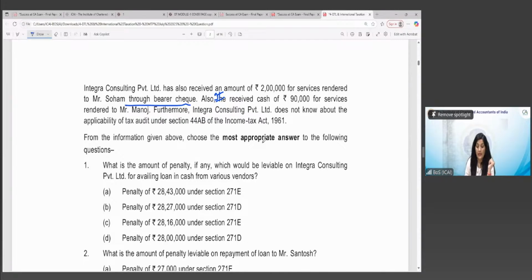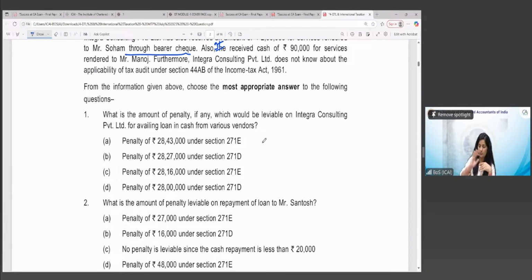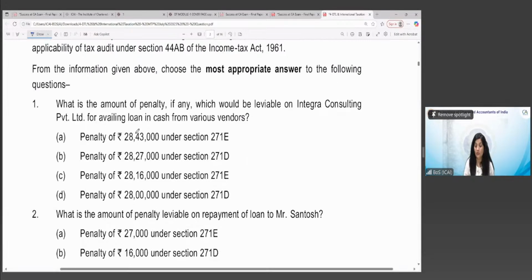Now, let's read the questions, because do not analyze the case scenario itself. Let's read the question, what is the exact requirement of the question. What they're asking you, the first question is asking you, you have to determine what is the amount of penalty that would be leviable for availing loan in cash. क्या लगेगी? Now the question is very clear.